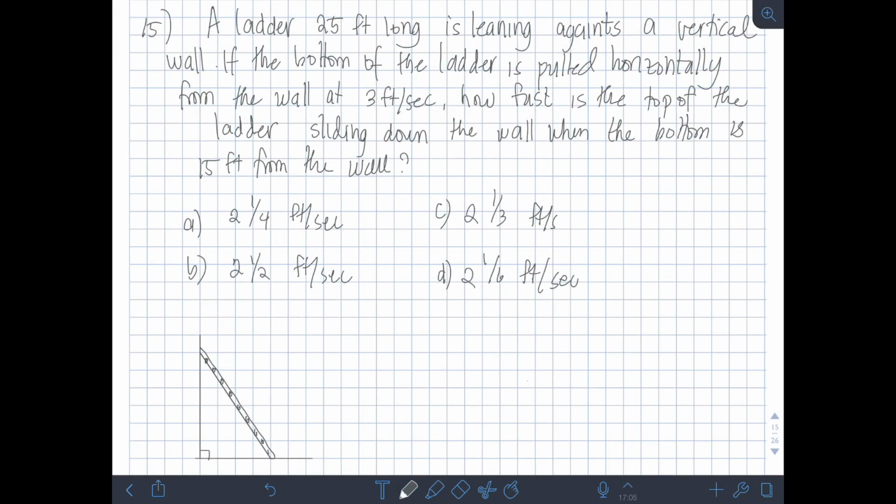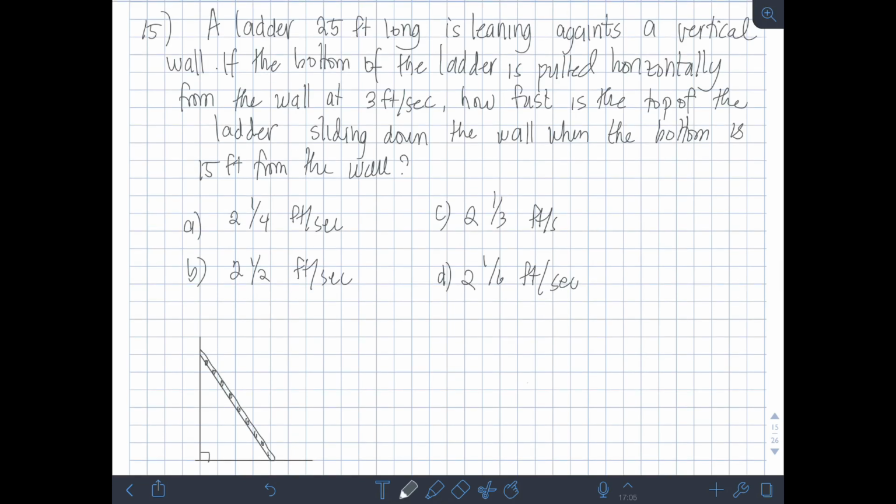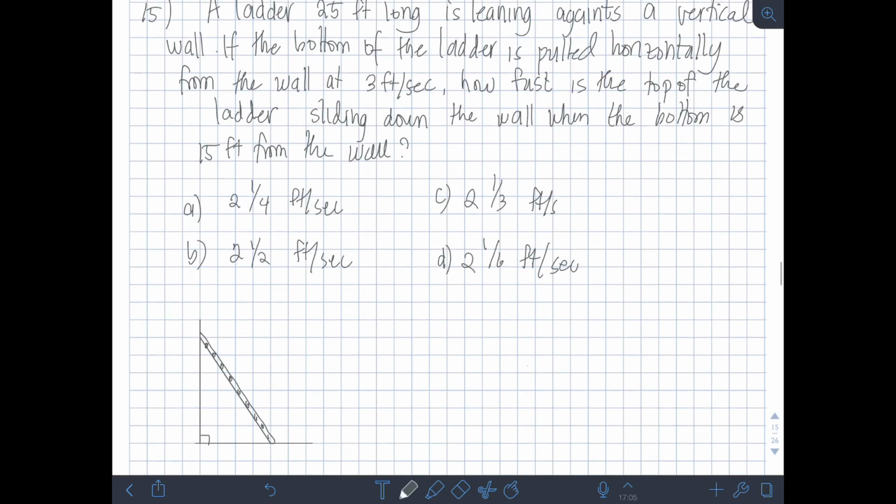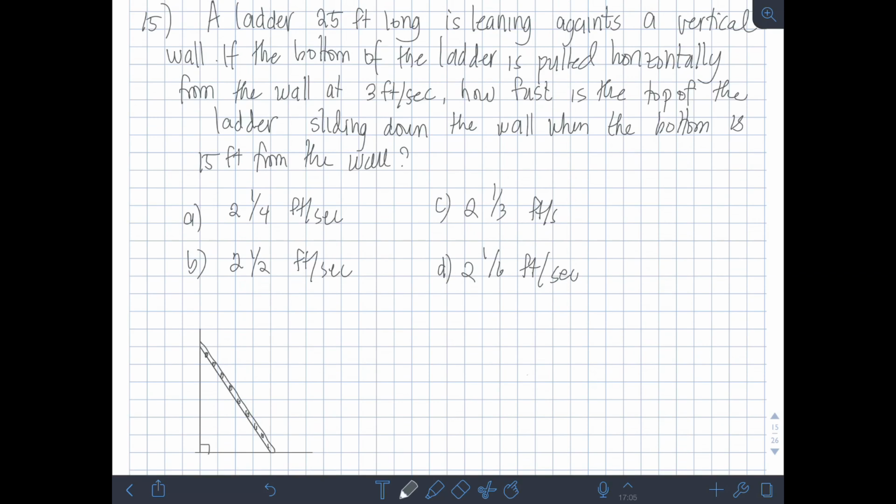Okay? Next, we have a ladder 25 feet long is leaning against a vertical wall. If the bottom of the ladder is pulled horizontally from the wall at 3 feet per second, how fast is the top of the ladder sliding down the wall when the bottom is 15 feet from the wall? Okay, so related rates. So, meron daw tayong ladder na nakalin against sa wall. So, ito yung wall, tapos ito yung ladder. Tapos yung ladder ay 25 feet long.